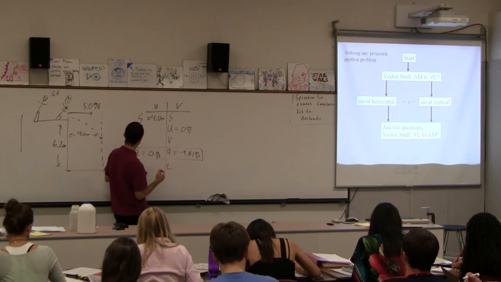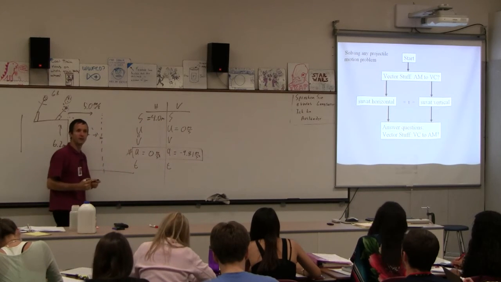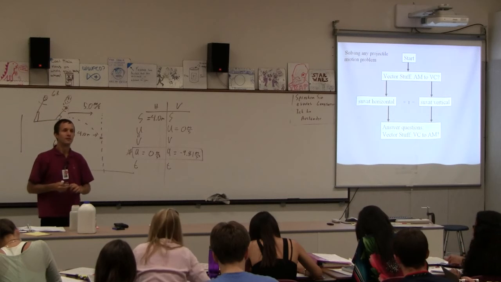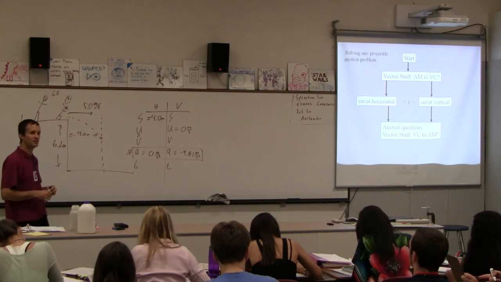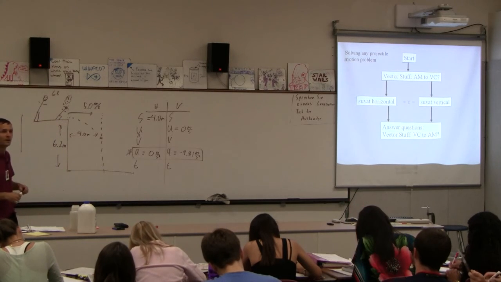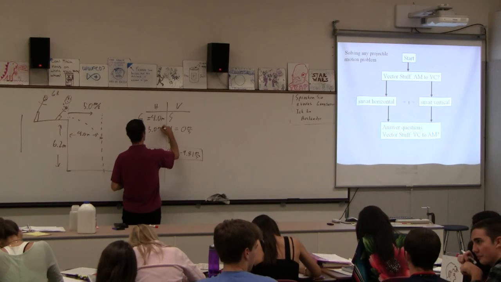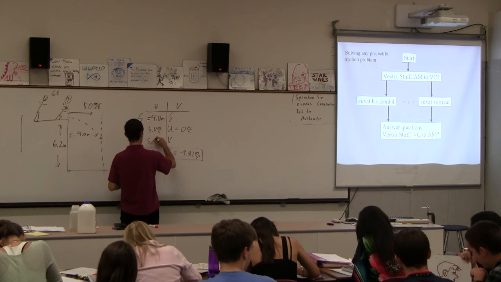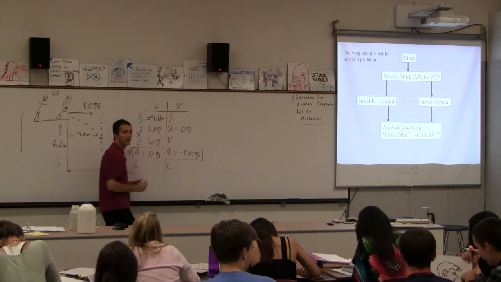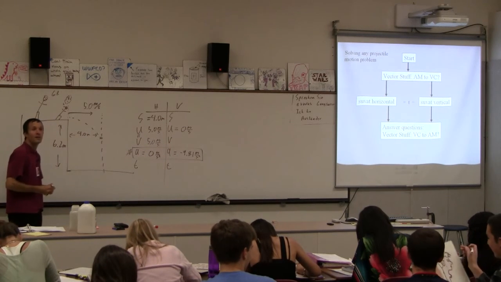Now, let's see. Paul knows something. Oh, you're going to do vertical. What about horizontally? We still know something, right? Yeah, that's our velocity initial and our final, right? And that's all we know.